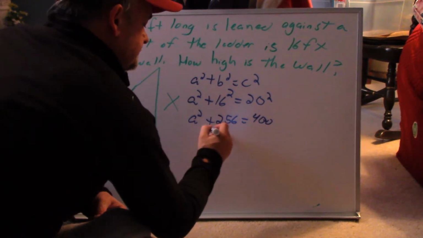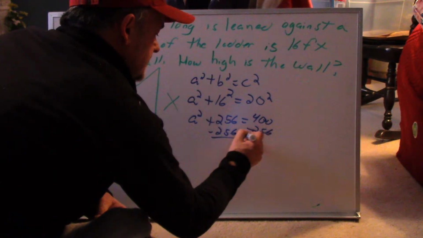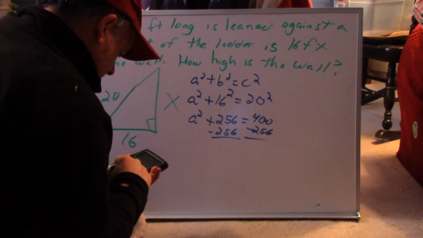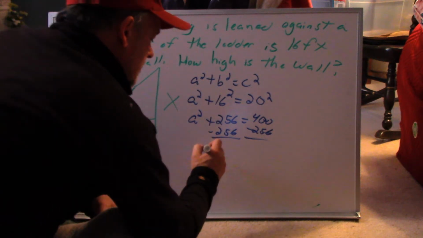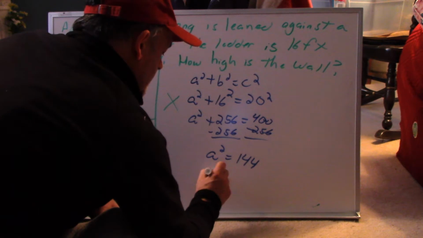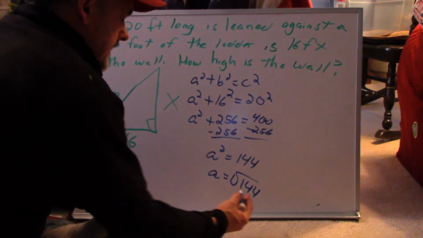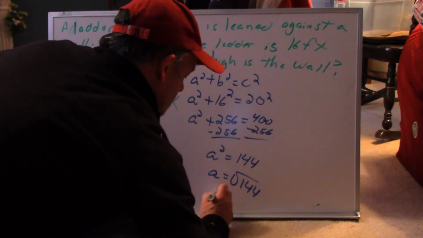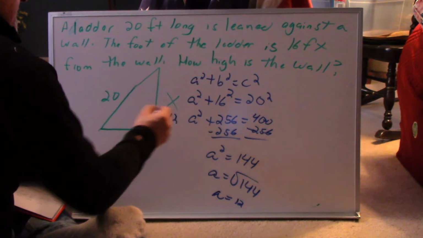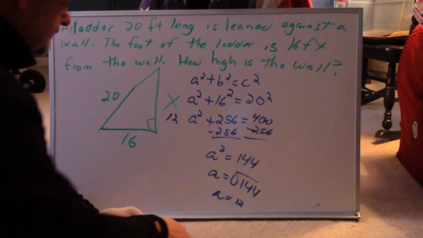Then we subtract, because we are combining like terms, because that is what you do in algebra. It's one of the major steps. 400 minus 256, just to save time, is 144. Now I get rid of the square, and I make this a radical. Square root of 144 is 12. So therefore this is 12. Which makes sense, because it's smaller than the hypotenuse. And it should be. Okay?